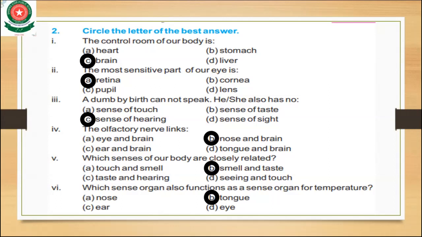And next is the olfactory nerve links. The olfactory nerve connects the nose and brain. Option number B, nose and brain. Next is which senses of our body are closely related. Smell and taste, taste and hearing, seeing and touch. The most closely related senses of our body are smell and taste. It means nose and tongue.